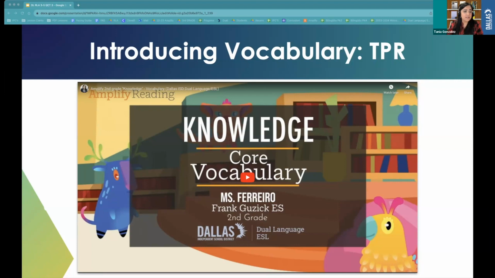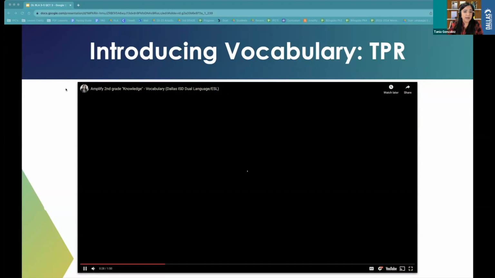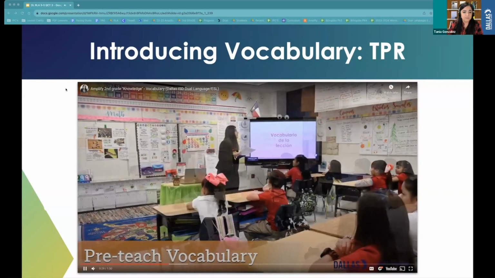Newcomer students could benefit from learning vocabulary with hand gestures and body movement to better understand and memorize the meaning of the words. But also, of course, this strategy can definitely benefit all students. They can stand up, move their hands, and have fun learning vocabulary through total physical response. Here's an example of how it would look in the classroom.